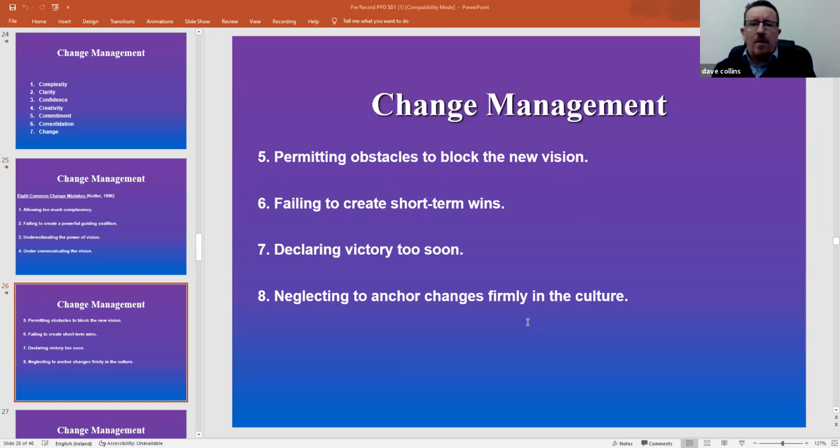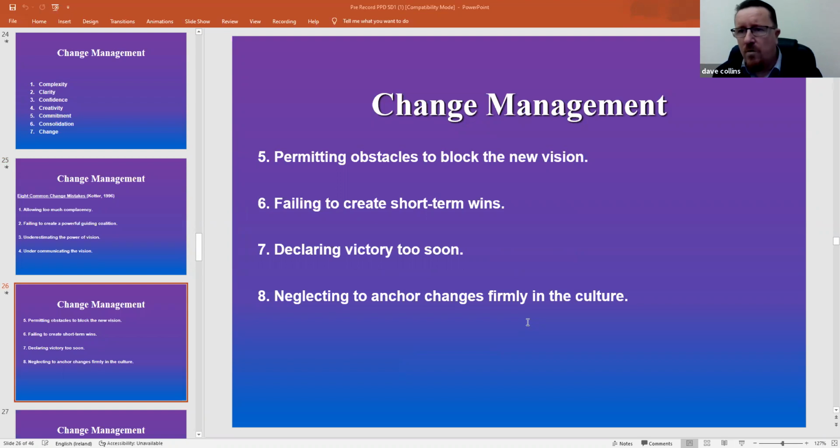Again, permitting obstacles to block the new vision. Sometimes an obstacle will come up in front of us, and all we do is throw our hands up in the air and say, that's it, we're done. We can't, what can we do? This comes back to our problem solving skills.